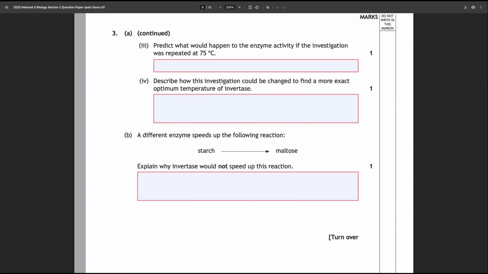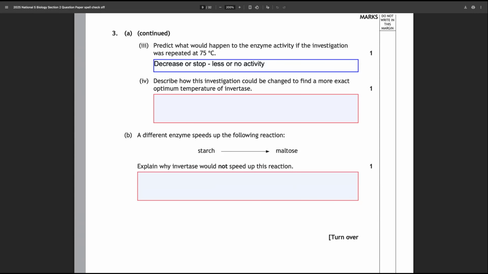3A, part 3. Predict what would happen to the enzyme activity if the investigation was repeated at 75 degrees. Now, what it's asking you here is not what will happen to the enzyme, and a lot of students would quickly write down here the enzyme would be denatured, which is true, but the question is asking you to predict what would happen to the enzyme activity. So if the enzyme is denatured, the enzyme activity is going to either decrease or simply stop altogether. Okay, so there'll be less activity or no activity. Okay, so an answer along those lines would get you the mark for that one. The key thing is try and use the word activity when you're describing enzymes as often as possible.